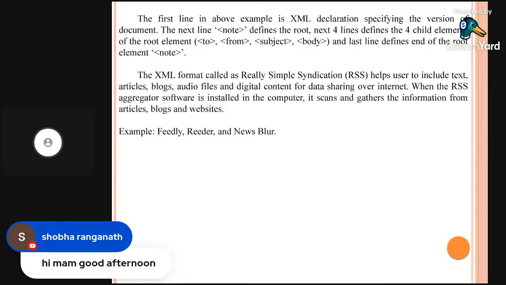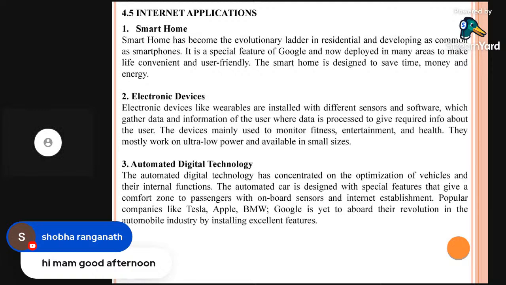Then there are various applications of the internet. These include the smart home. The smart home has become an evolutionary ladder in residential development. It is very common, like smartphones, a special feature of Google, and now deployed in many areas to make life convenient and user friendly. Smart home is designed to save time, money, and energy.